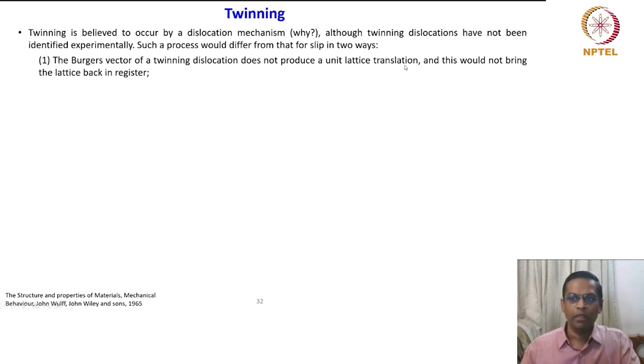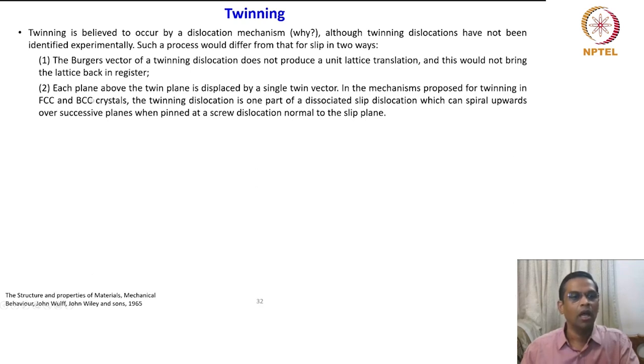Okay. And if it goes in reverse, normally it will restore the crystal. But in this case, it is not going to be the case. Each plane above the twin plane is displaced by a single twin vector, like a slip vector. Here we call it a twin vector. In the mechanisms proposed for twinning in FCC and BCC crystals, the twinning dislocation is one part of a dissociated slip dislocation, which can spiral upwards over successive planes when pinned at a screw dislocation normal to the slip plane.